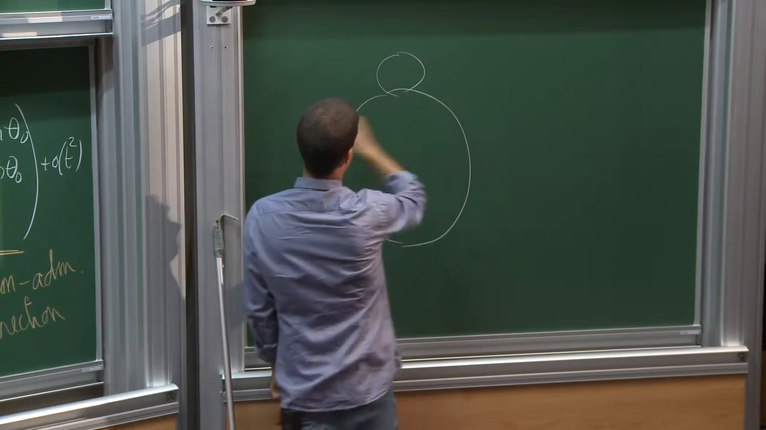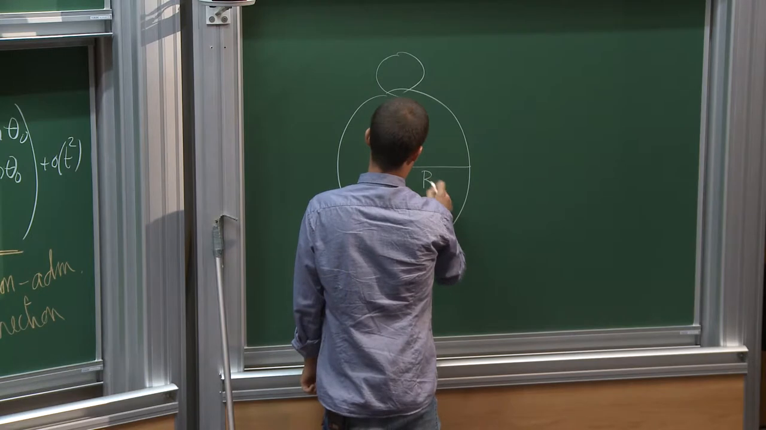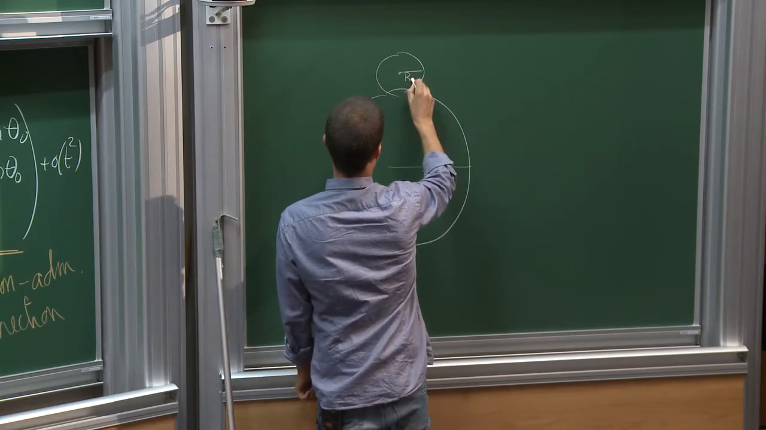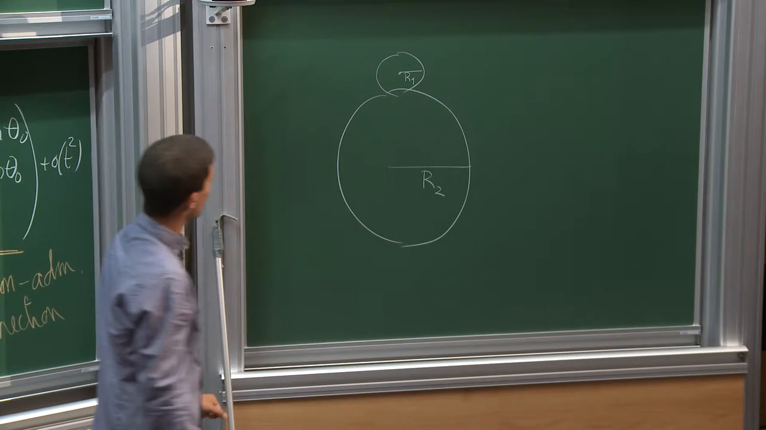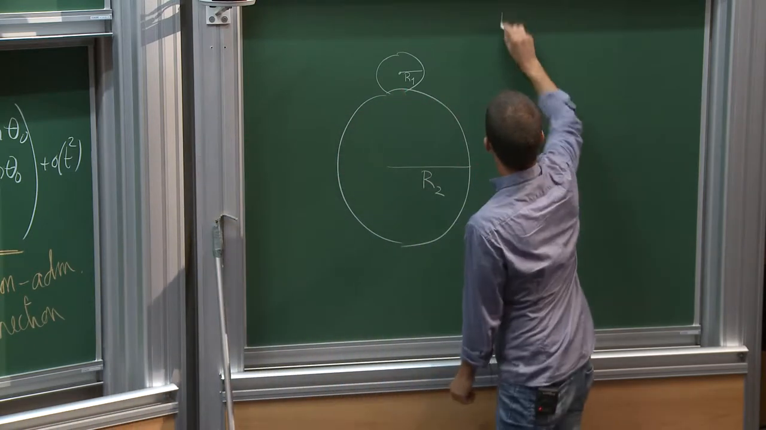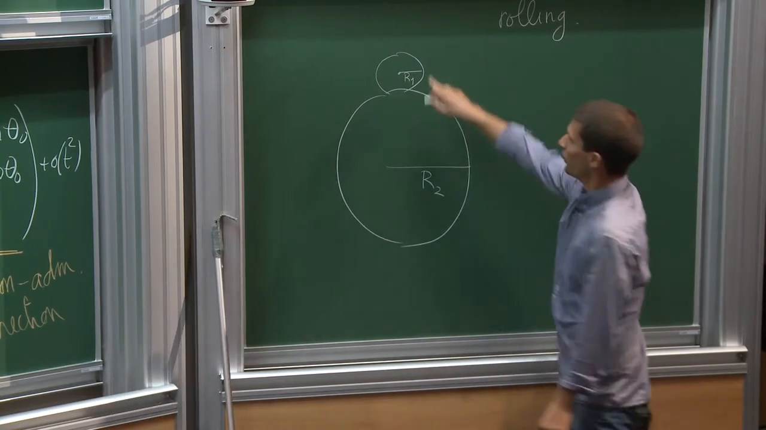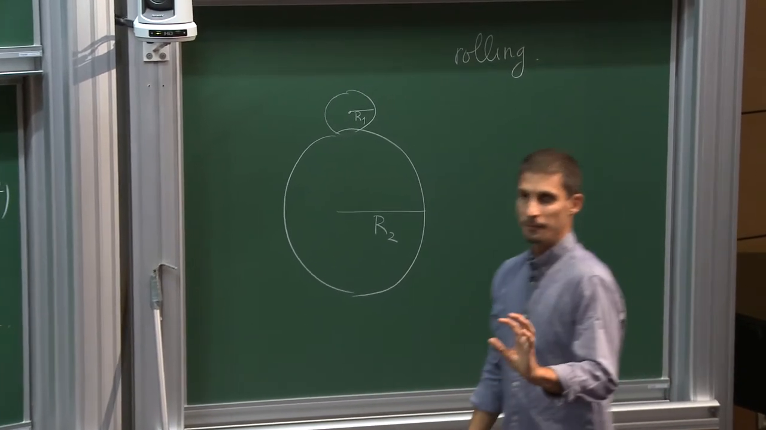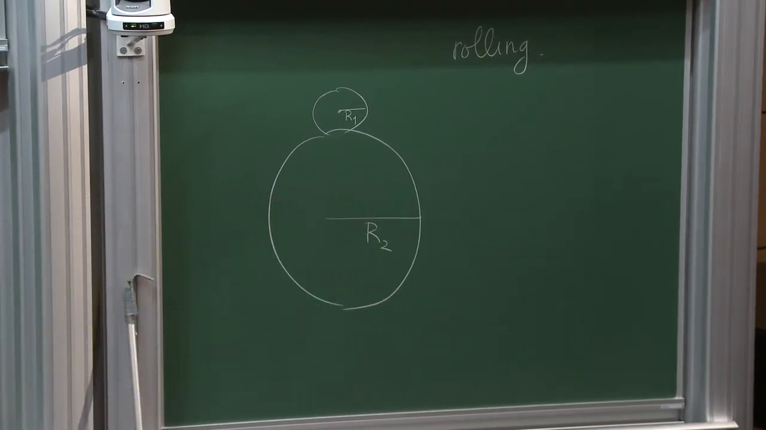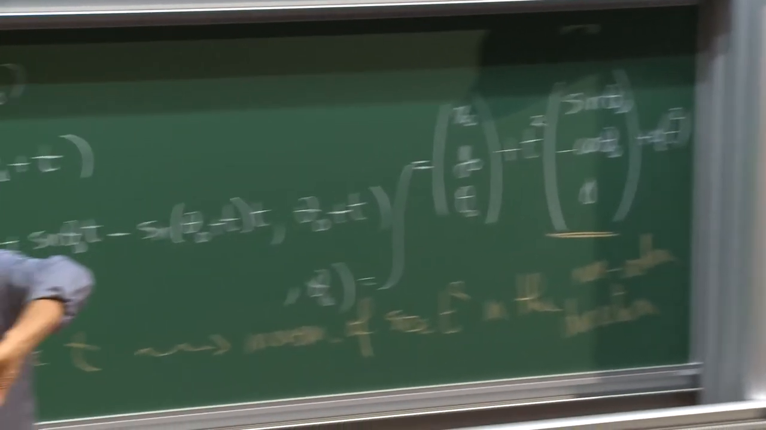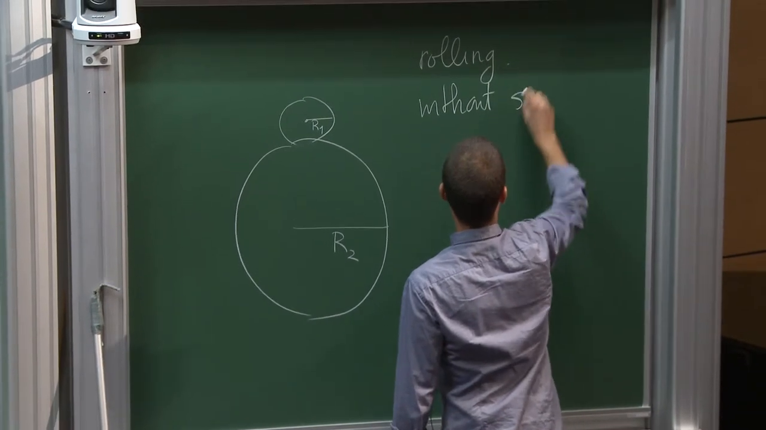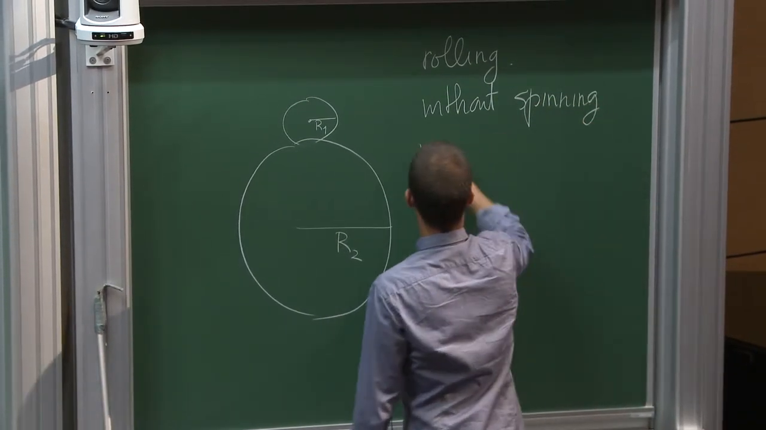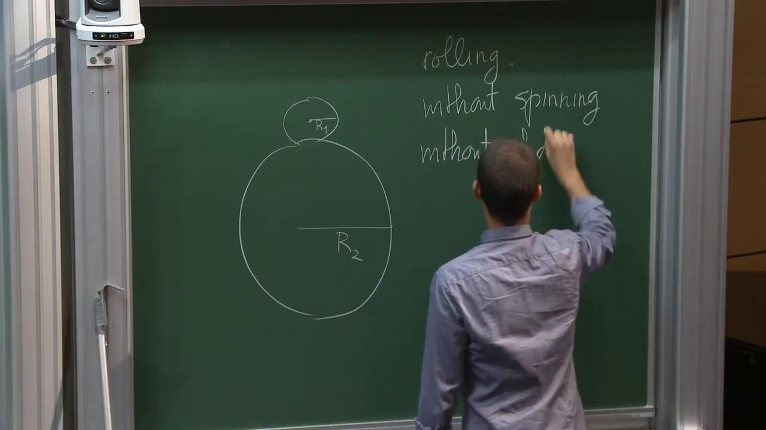So you have two spheres, for instance, like this. This one has radius R1. This one has radius R2. And what you have is rolling. You can roll a sphere onto the other, but without spinning, so without having the possibility of moving the ball without spinning, and without sliding. So what does it mean?